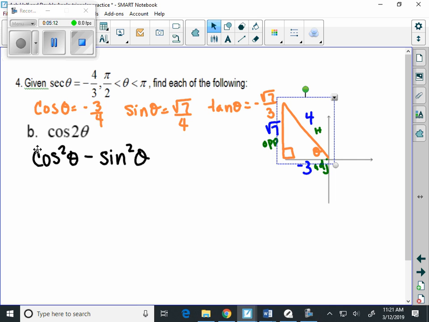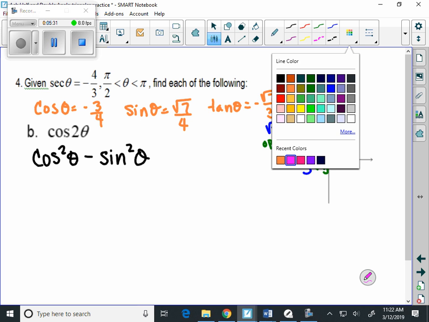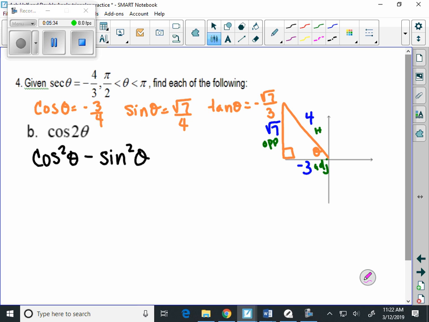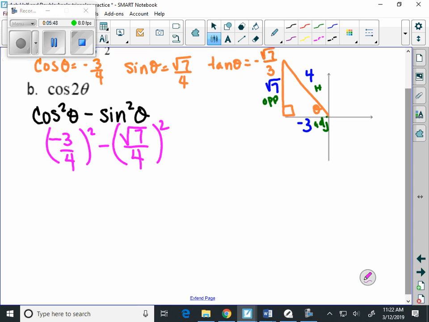So we just need to know the other important things, like how do you find or draw the triangle in the proper place and find its values, those kinds of things, the computations as well. So in this next part here on letter B, let's fill in what we know. Cosine is negative 3/4 squared, minus sine squared, which is the square root of 7/4 squared. And once we've got these values, then the computation, I hope, is not that difficult.